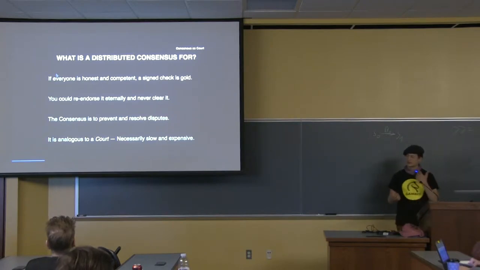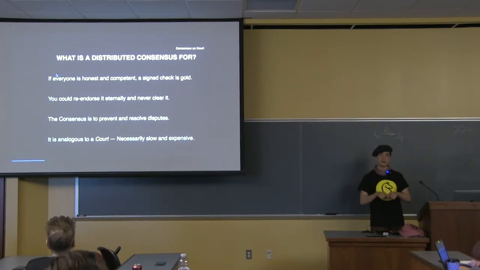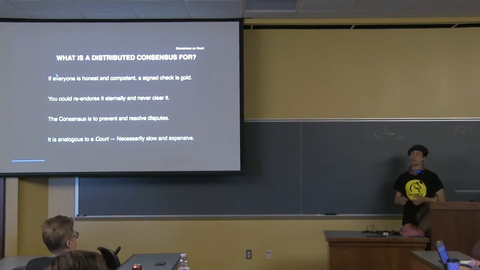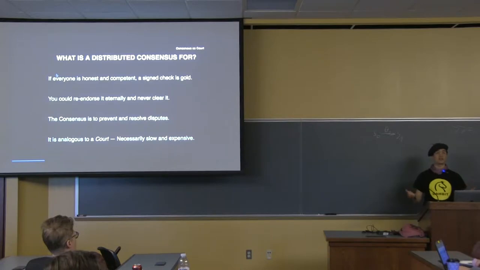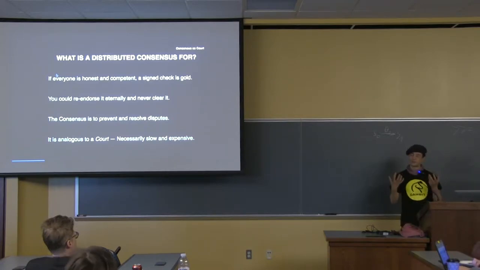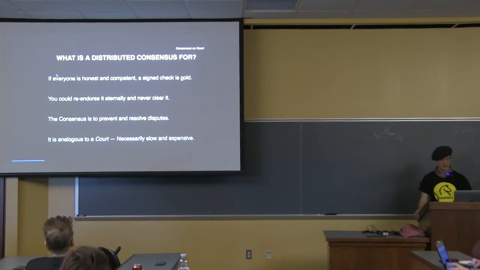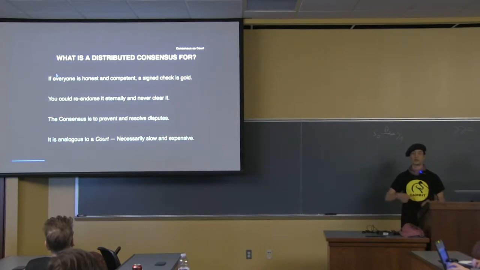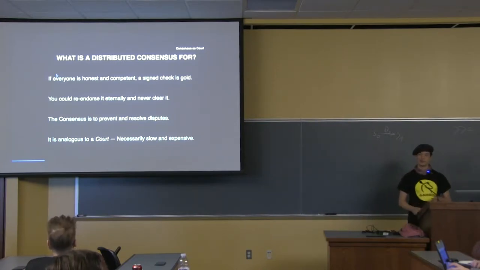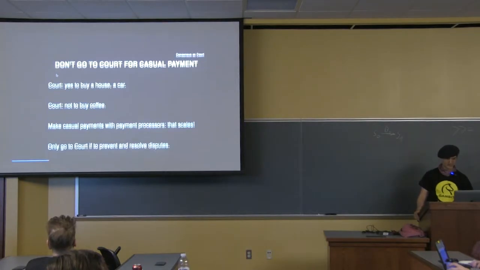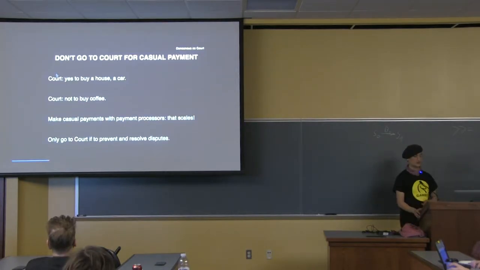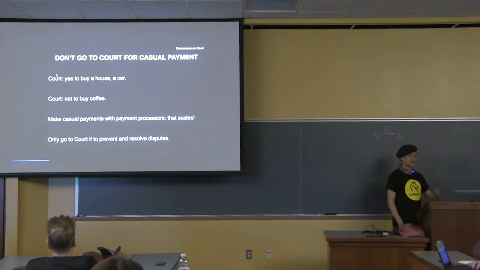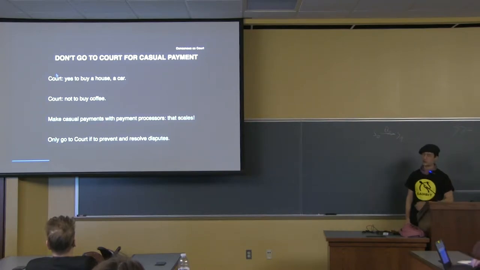And there's a reason why it's slow and expensive, because the whole world around has to agree on it. So maybe we can make it faster than it is now, but there's an essential reason why it's essentially slow. And if you want to have consensus between here and Mars, for instance, interplanetary Bitcoin, it's not going to happen. Or it will be very slow. So you don't go to court for casual payment. Yes, you buy a house or a car by going to court, but when you buy a coffee, you don't.